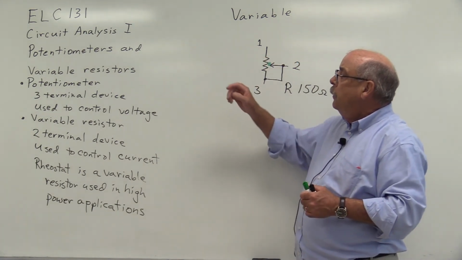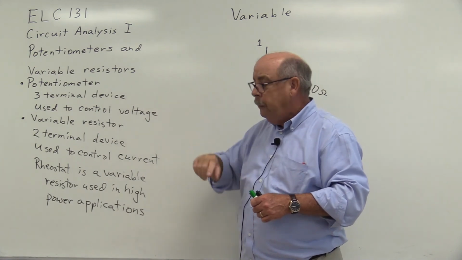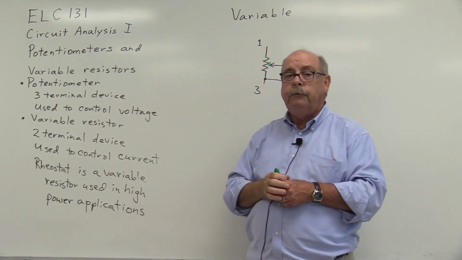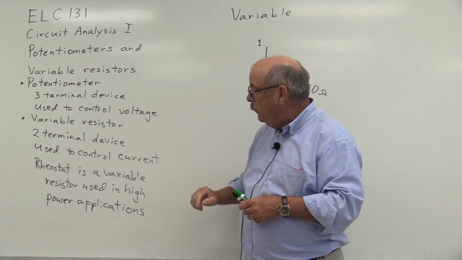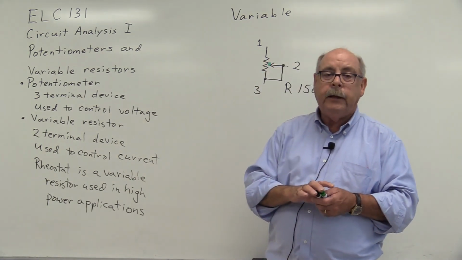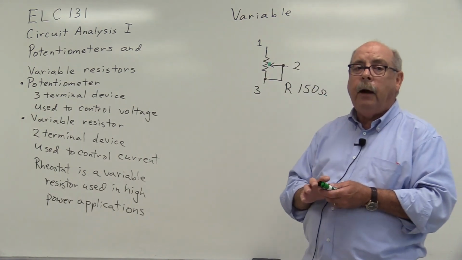So again, potentiometers and variable resistors. A potentiometer is a 3-terminal device used to control voltage. A variable resistor is a 2-terminal device used to control current. A rheostat is simply a variable resistor that's designed for high power applications.